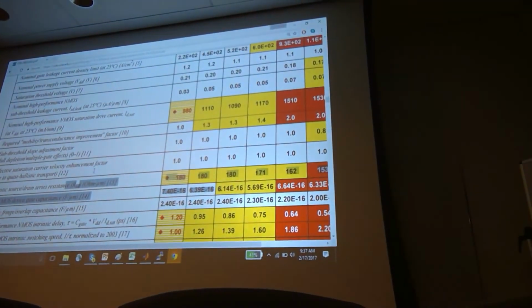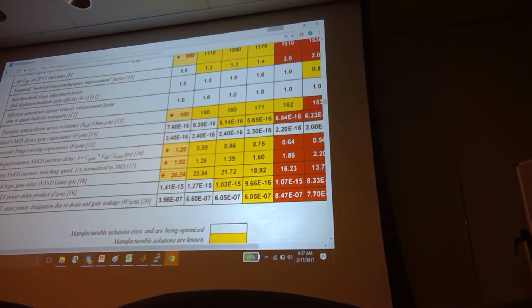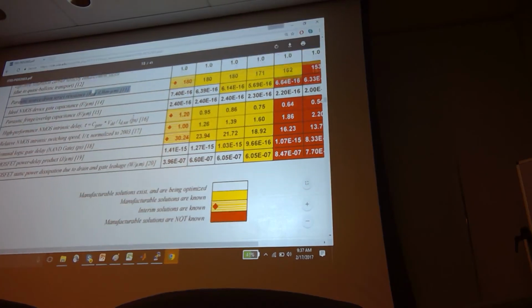And what is that reasonable? Don't ask me. That's what you have to find. Okay, parasitic source drain resistance.